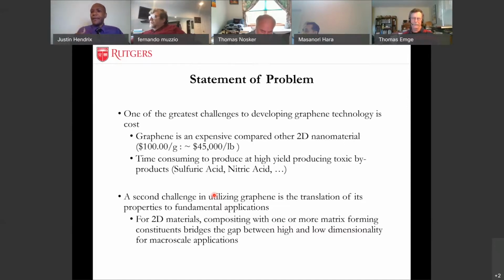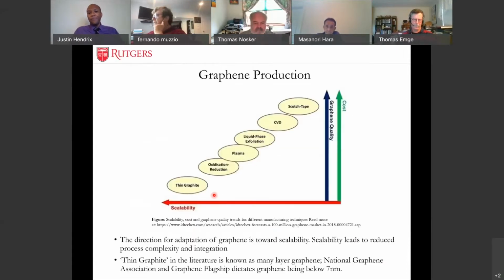The second thing is that translating graphene to actual fundamental applications is a problem that's still trying to be overcome. What we are trying to do is take this two-dimensional material at a low dimensionality and put it into a high dimensional material by compositing it within a polymer matrix. That's the approach we try to use.